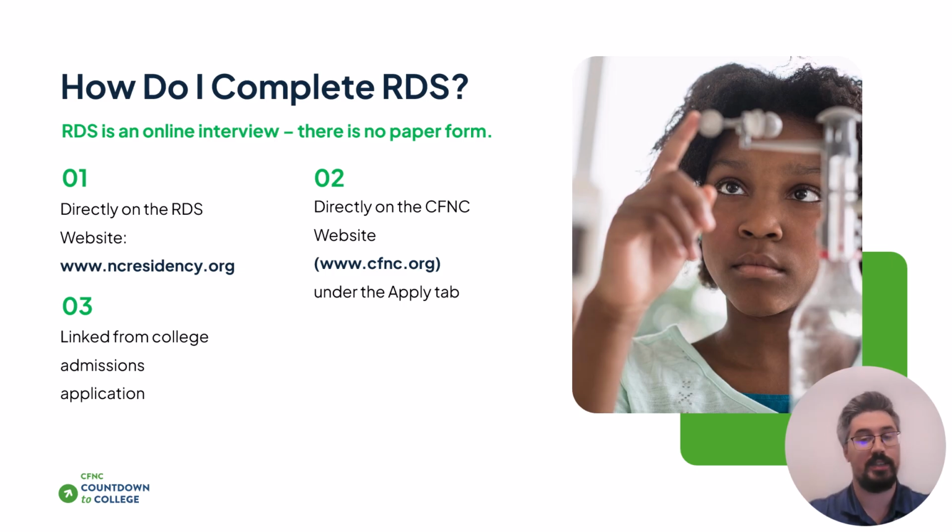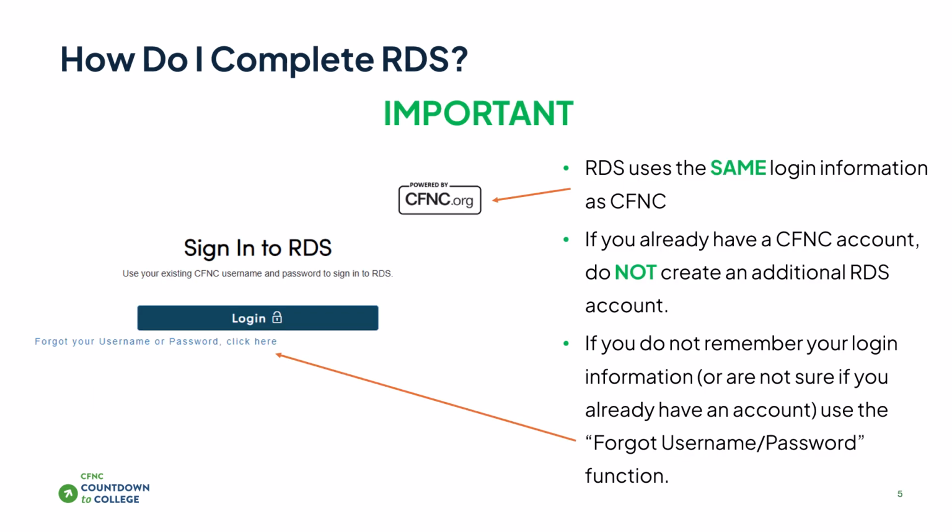The first, easiest and direct way is on the RDS website, because it has its own website. It is ncresidency.org. You can also find it on the College for North Carolina website at cfnc.org, and you actually use your CFNC account information to log in to complete RDS. They use the same exact account information. And finally, most colleges will have it linked from their application, just because most colleges need it in order to give you in-state tuition and state grants and scholarships.